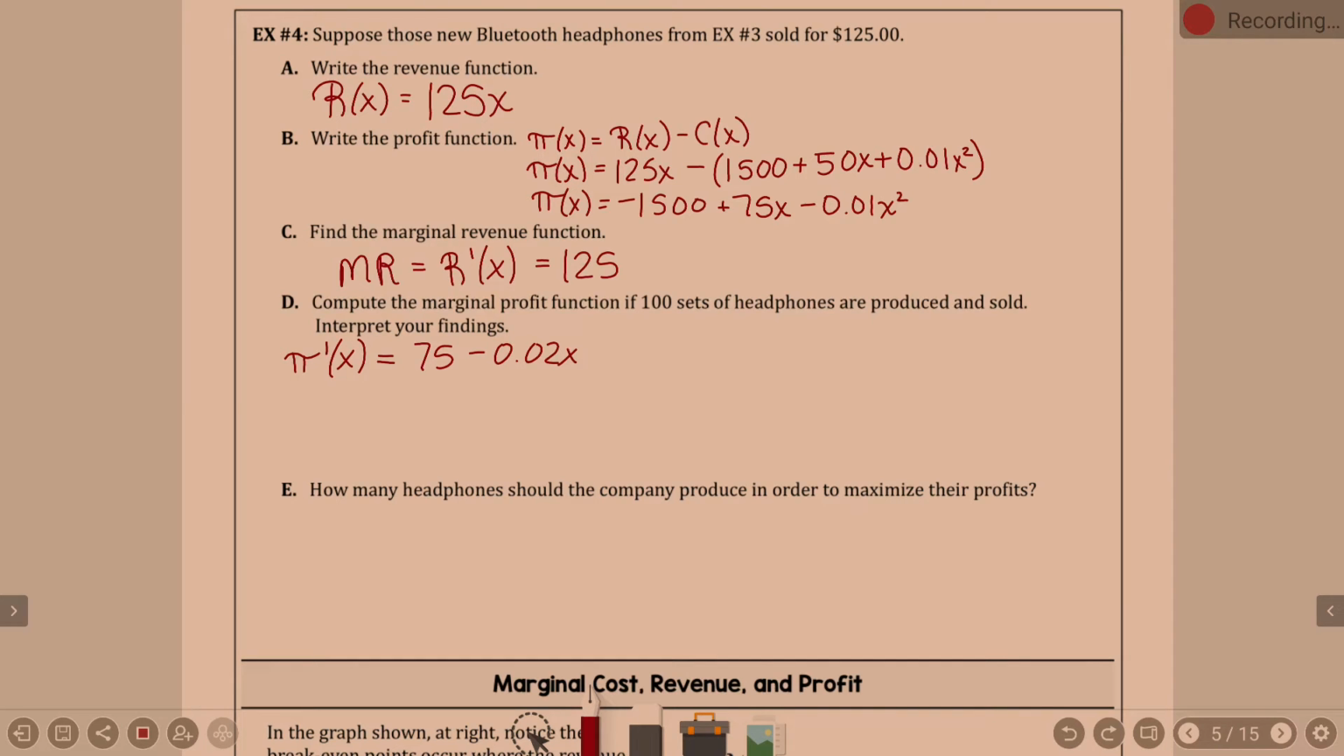They asked us to compute the marginal profit if 100 sets. So what's that mean? Pi prime of 100. It ends up being 75 minus 2, which is 73. 73 buckaroos. So $73 per headphone set.